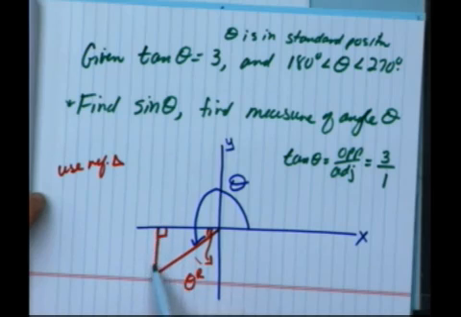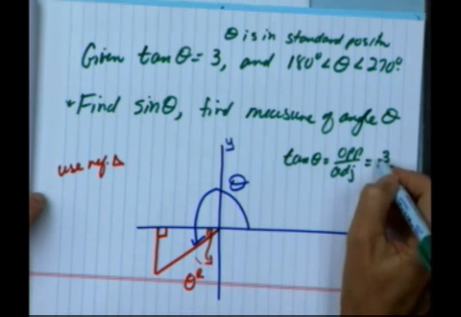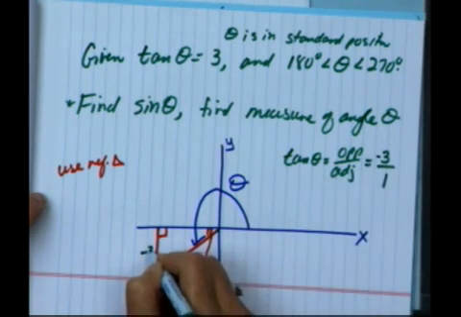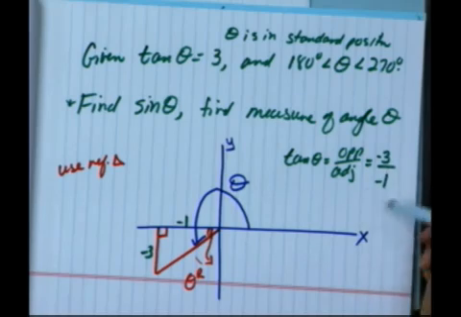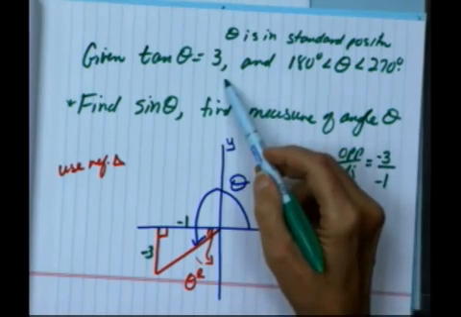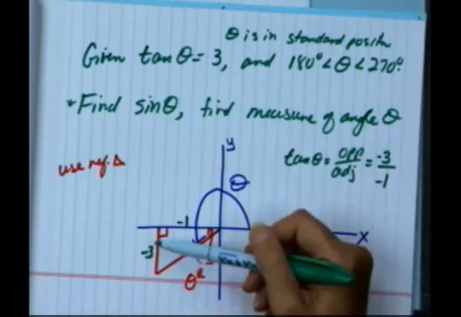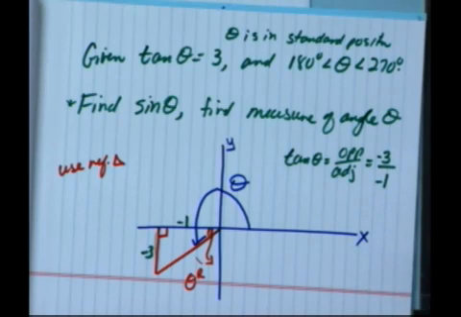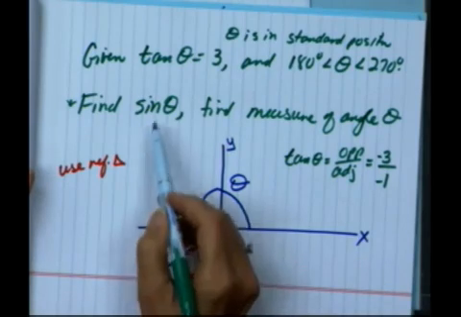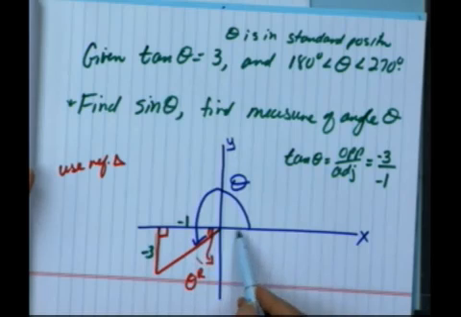But if your opposite is right here, is that going to be negative or positive? Negative, because you're in the third quadrant. So we're going to write that as negative 3 over negative 1. My tangent's still equal to positive 3, my given problem. But if we're over here, the opposite would have to be negative 3 and the adjacent negative 1. Okay?